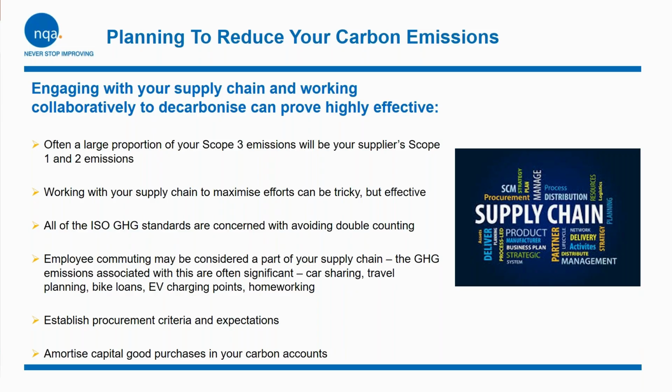So there's car sharing, travel planning, bike loans, EV charging points, which is quite a big one for a lot of organisations to install, and home working as well. Advantages of home working, it still has to be accounted for, but it is considerably less than somebody actually travelling, even if it's reduced by a couple of days. So you establish your procurement criteria and expectations, and also your capital good purchases in your carbon accounts as well. So capital goods must be considered as well.